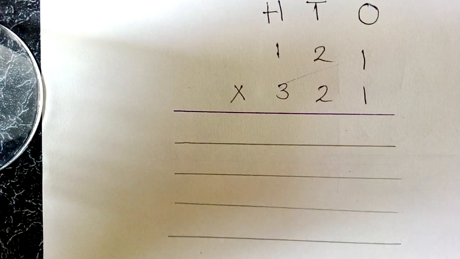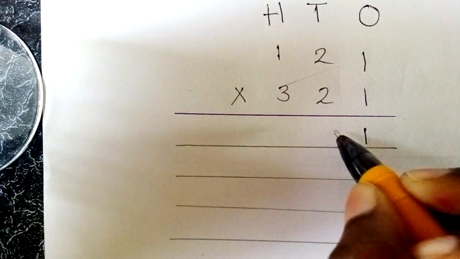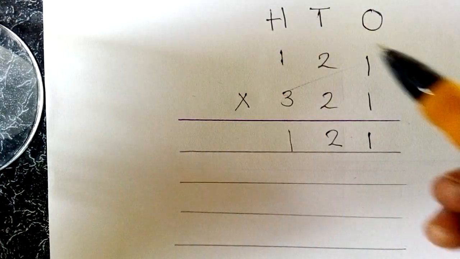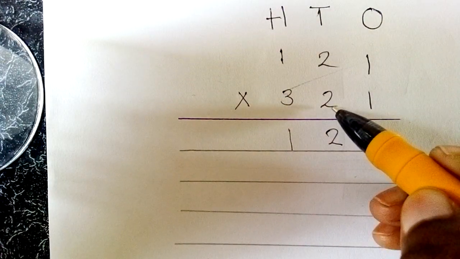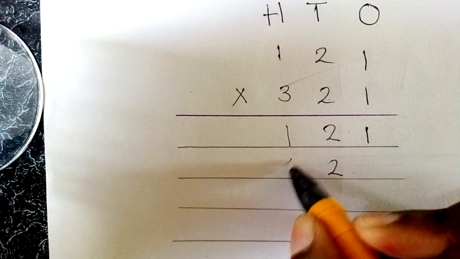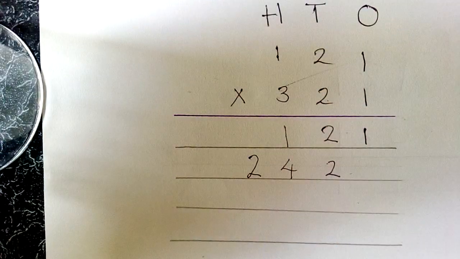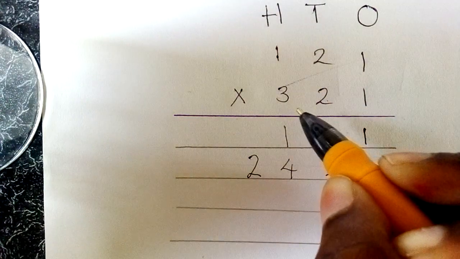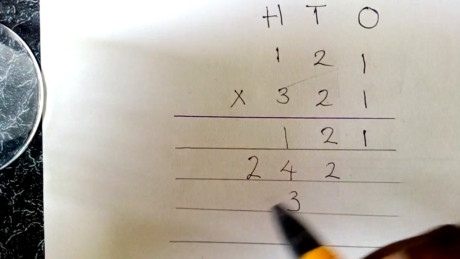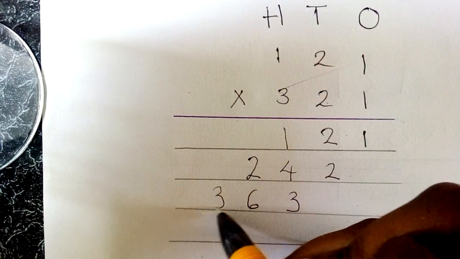We start with our ones. 1 times 1 is 1. 1 times 2 is 2. 1 times 1 is another 1. Let's go to our tens. 2 times 1 is 2. 2 times 2 is 4. 2 times 1 is 2. Let's go to our hundreds. 3 times 1 is 3. 3 times 2 is 6. And 3 times 1 is 3.